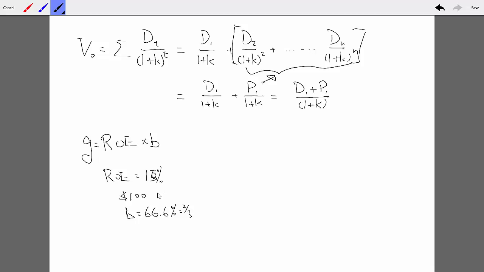Okay, now if the rate of return on equity really is 15%, that means after 1 year you will have made $15 for the company. Let's just say the rate of retention is 66%, so you're going to keep $10, you're going to pay $5 away as the dividend, and you're going to retain $10.